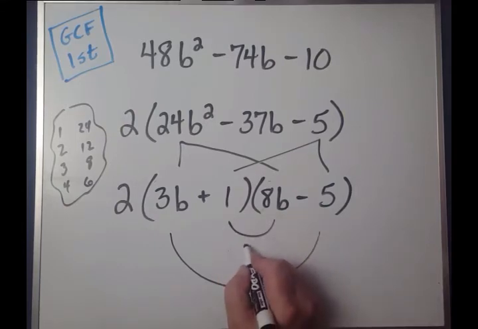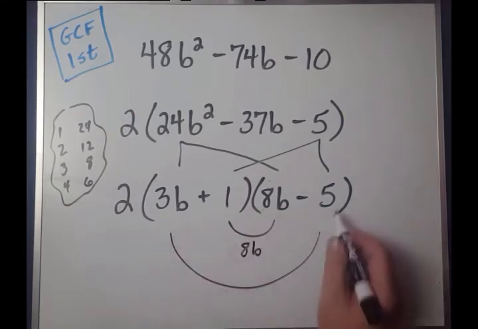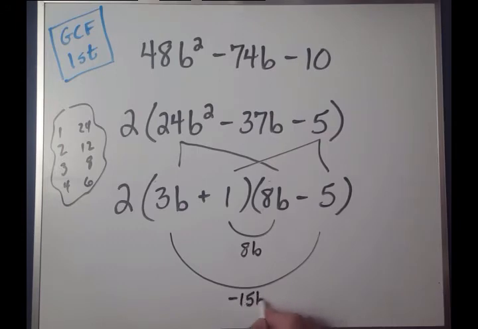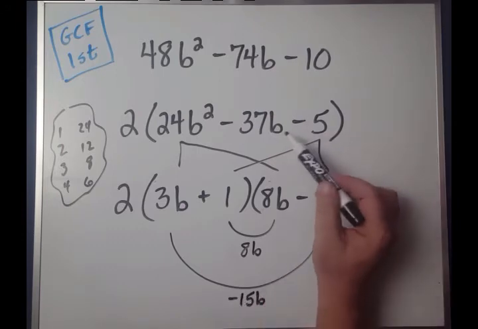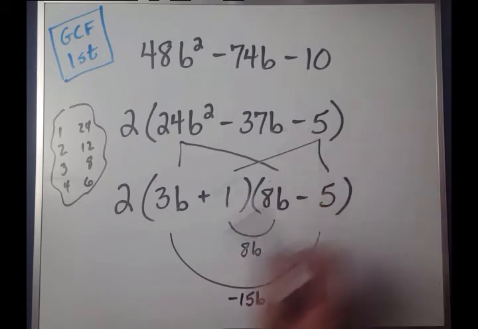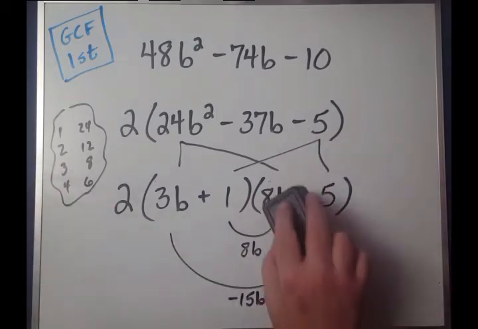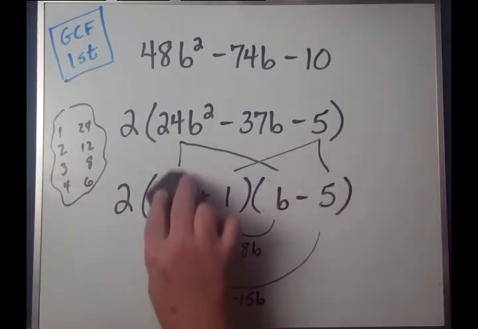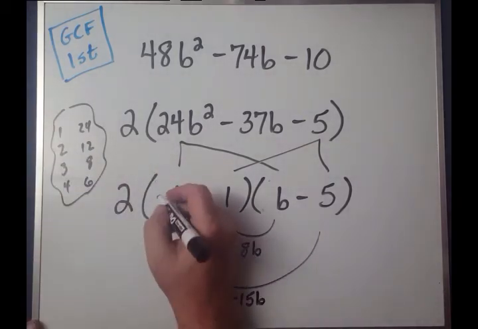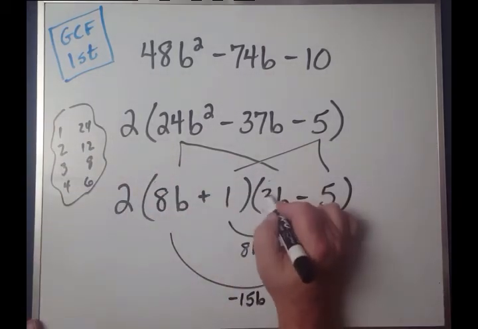The inside gives me plus 8b. The outside, minus 15b. A total of, no, definitely not. That's negative 7b. Nowhere close to what we're after. Well, let's swap these. Instead of 3 and 8, maybe it's 8 and 3.